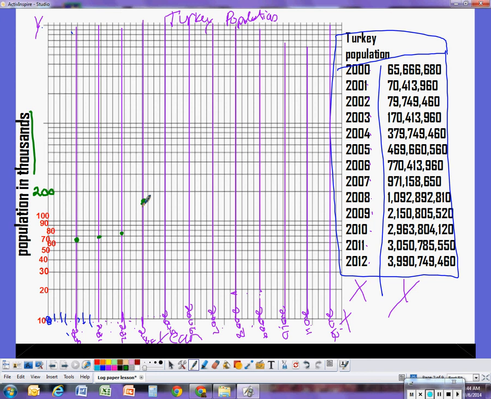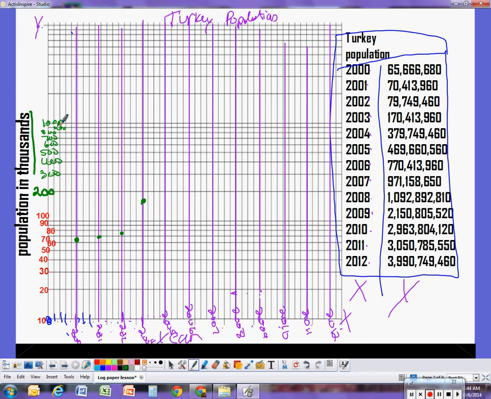And then we have 379,000 for 2004. So there's 300, 400,000, 500,000, 600,000, 700,000, 800,000, 900,000, a million, 100,000. A thousand of a million is a billion. So it'd be a billion.